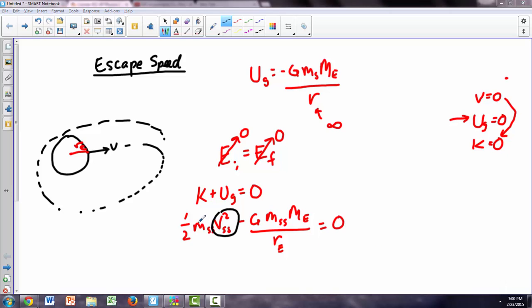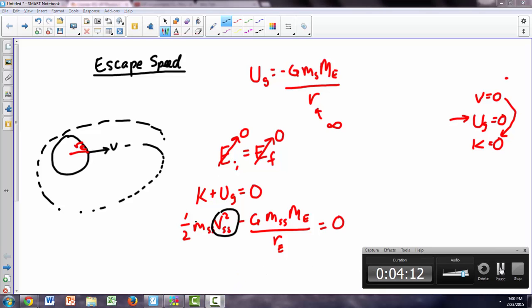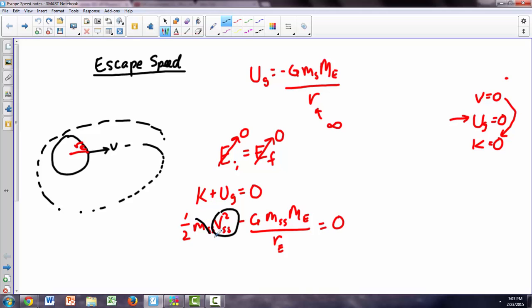Notice that the mass of the spaceship appears in both of these terms, so I can cross that out. Since that appears in both places, I can cancel out the mass of the spaceship. So I'm left with 1/2 the velocity of the spaceship squared. I move this over to the other side, equals G times the mass of the Earth over the radius of the Earth. Solve for the speed of the spaceship.